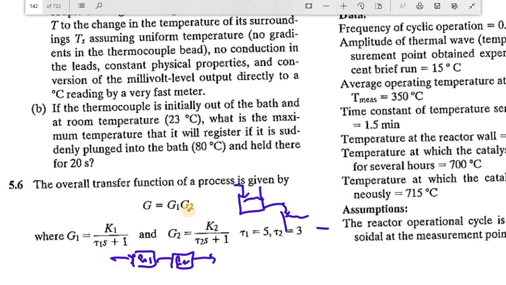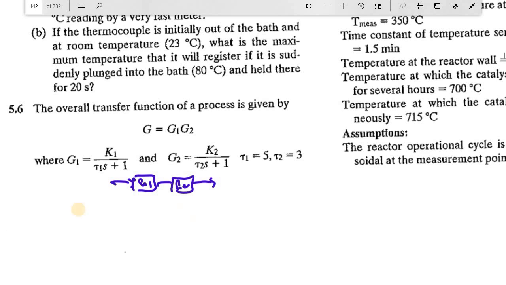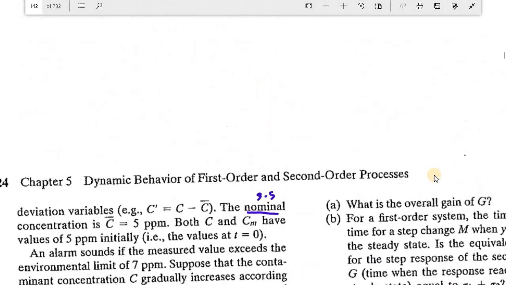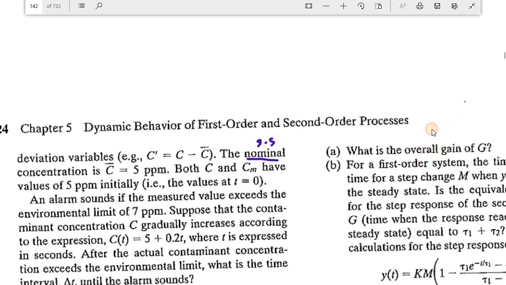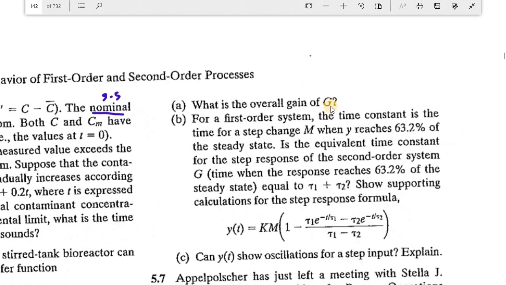So this is the transfer function where G1 is a normal first order transfer function, and the second one is also first order. We have the values of tau 1 and tau 2. So what is the overall gain? That's the first part of the question, which is just the multiplication, K1 multiplied by K2.